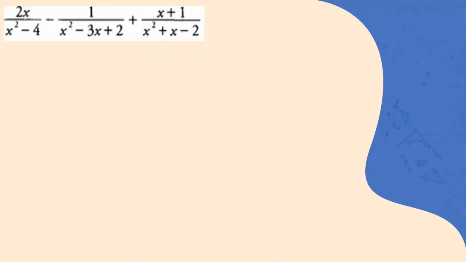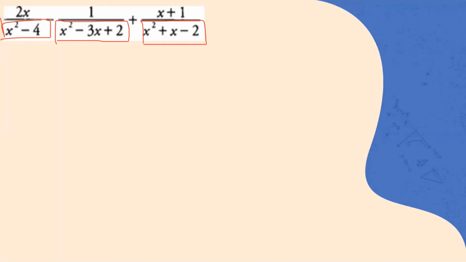Okay, so for this problem, it is actually 3 fractions, but it not only has different signs in between. For example, the first one is a subtraction sign followed by a plus sign, but it also has different denominators. So the first, second, and the third denominator, none of them look alike.